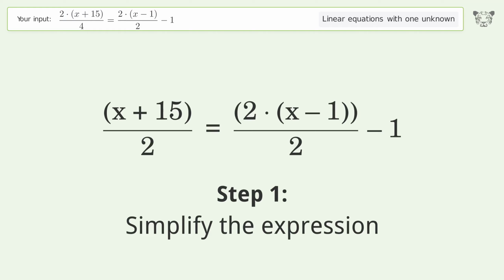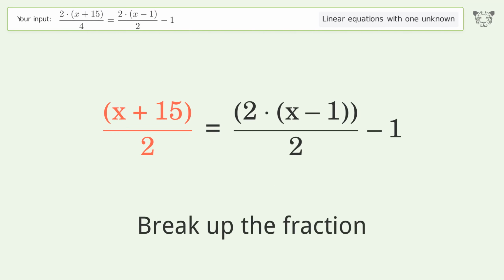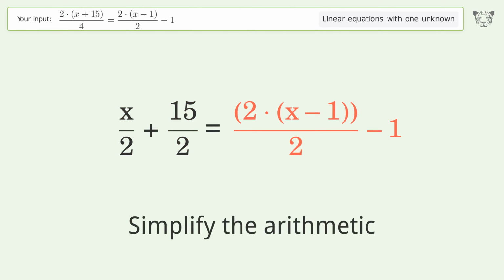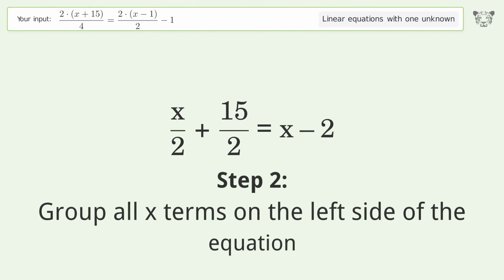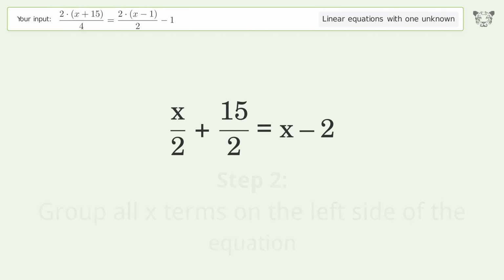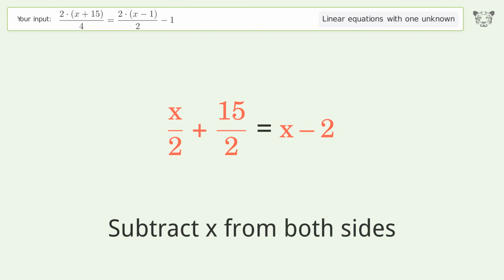Simplify the expression. Break up the fraction. Simplify the arithmetic. Group all x terms on the left side of the equation. Subtract x from both sides.